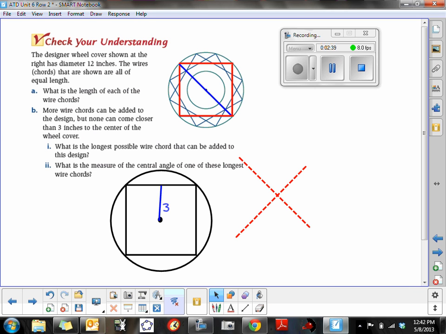If I try any other cord, for instance if I move farther away than 3 inches, then the cords would be shorter. That's why they're asking what is the longest possible wire cord that can be added to this design if we maintain the fact that it can't be any closer than 3 inches to the center. So I'm going to bring my diagonal back in here, because that way I can help identify the radius again. Our radius has a length of 6. Our cord, which I'm going to use in green, has to stay 3 inches away.